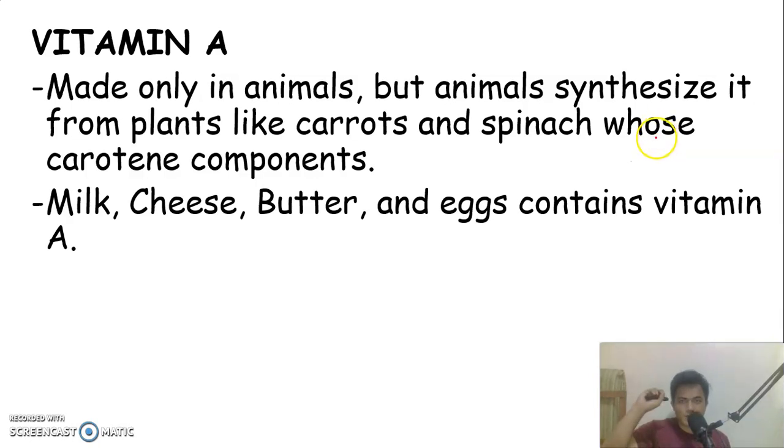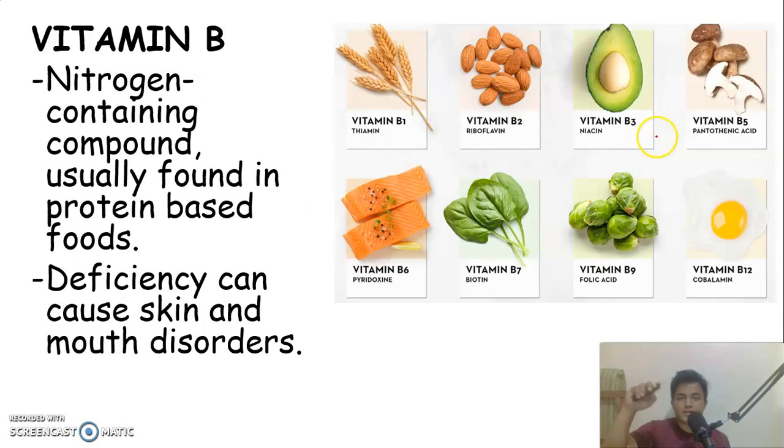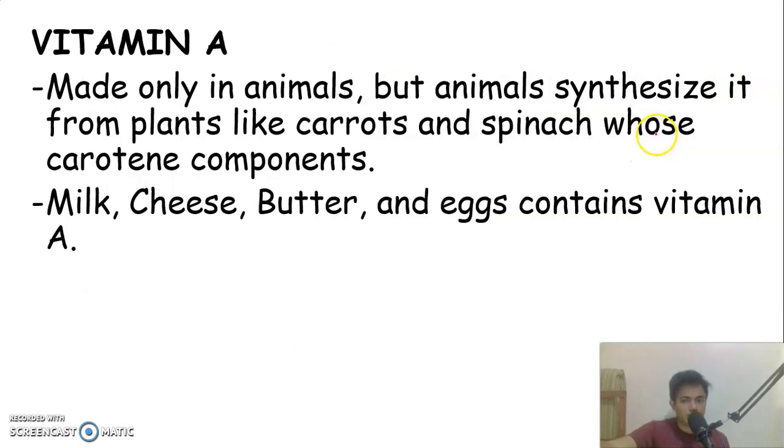So, where else can you get vitamin A? You can get it from milk, cheese, butter, egg, and these things can contain vitamin A. By the way, if you have deficiencies for vitamin A, you are more likely to have eye problems. So vitamin A is key in helping for better eyesight. There's a chance of better eyesight if you don't have any deficiency of vitamin A.